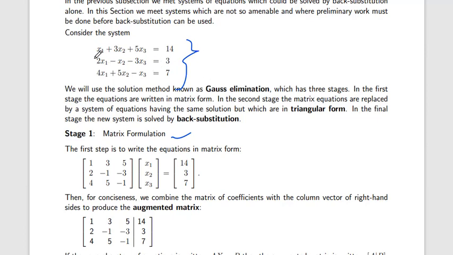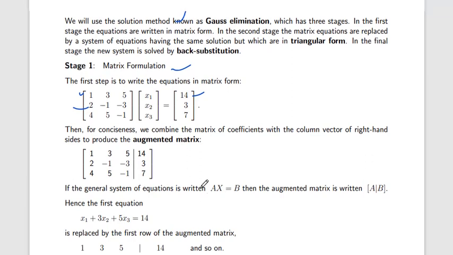How to make matrix formation? Take the coefficients of all the x1, x2 and x3, like 1, 3, 5, and here 14. Okay, for the second equation the coefficients are 2, minus 1, minus 3. You can see here 2, minus 1, minus 3. You have to make a row. Okay, 4, 5, minus 1. Here x1, x2, x3 multiplication, and 14, 3 and 7.